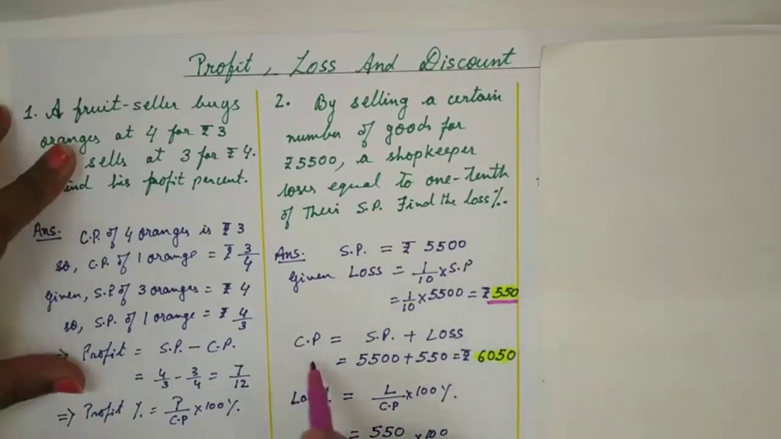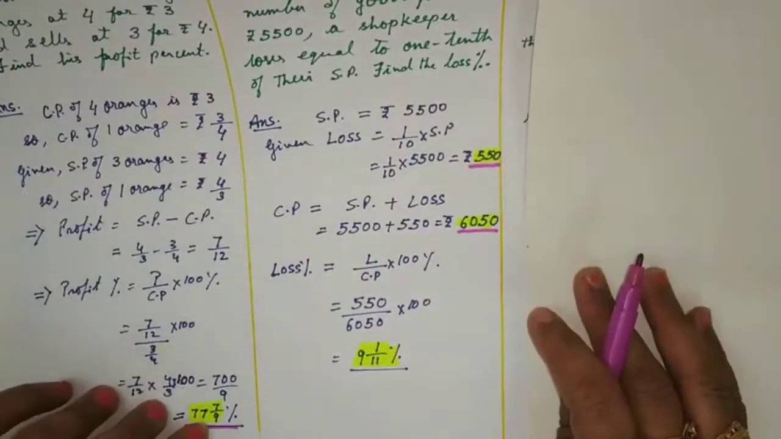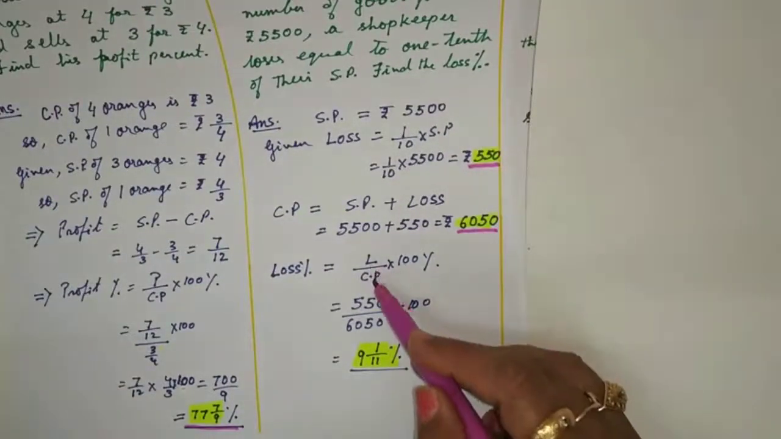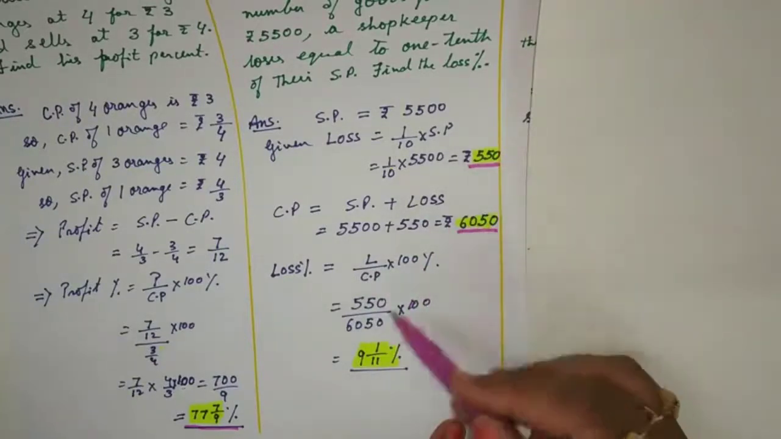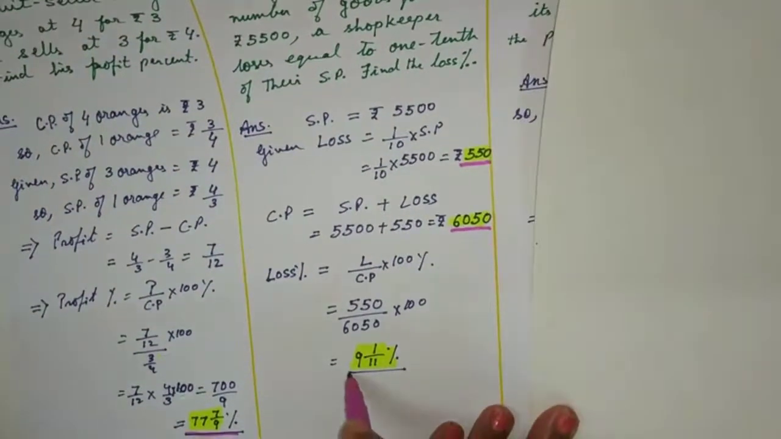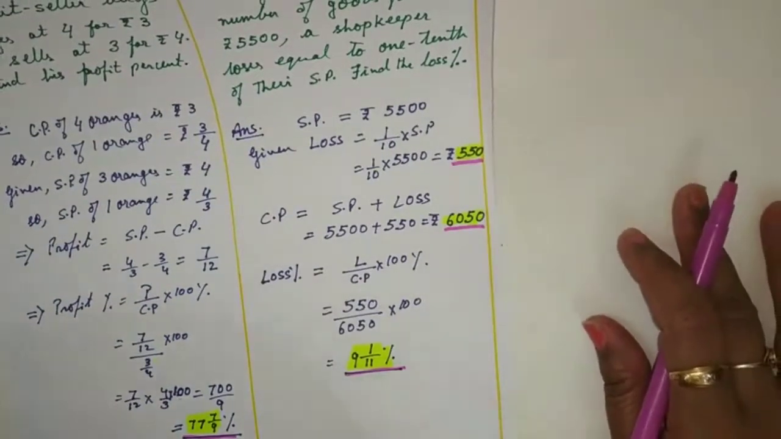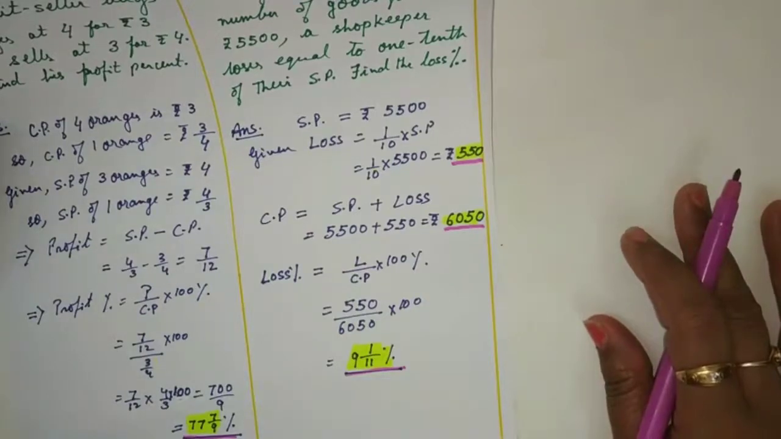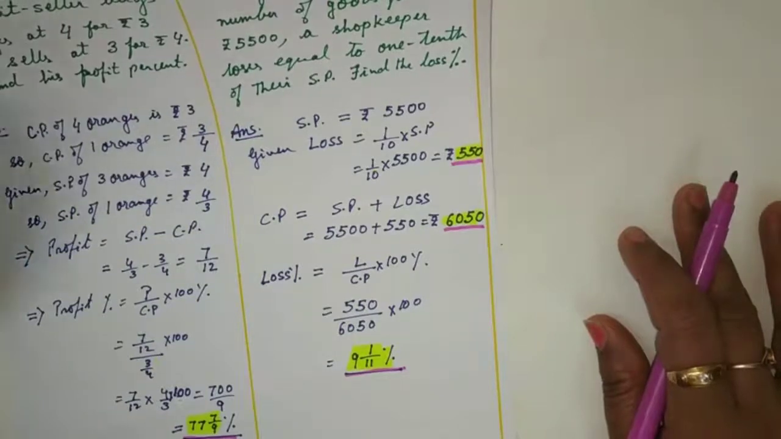We know the formula of cost price: selling price plus loss, and we substitute, we add, and we get the cost price. Now to come by the formula of loss percent, it is loss by CP into 100. So we substitute 550 loss, 6050 is the CP, into 100. Again, we don't get the exact value, and I have written it down in the mixed form. Please have a rough column and please don't make this mistake of doing the mental calculation. Have a little bit of working and put the answer.